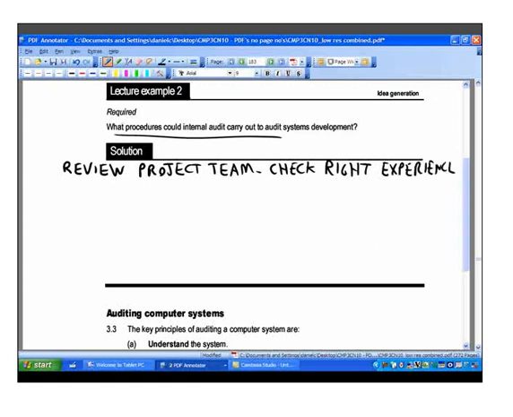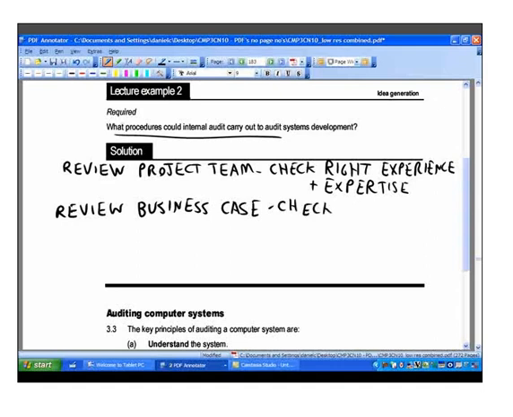They might want to review the business case that's been put together by the project team, and they could check the assumptions, check that the assumptions look valid and reasonable, and they might want to check the calculations as well, to check that they've been done correctly and in line with best practice. They might review the suppliers selected.